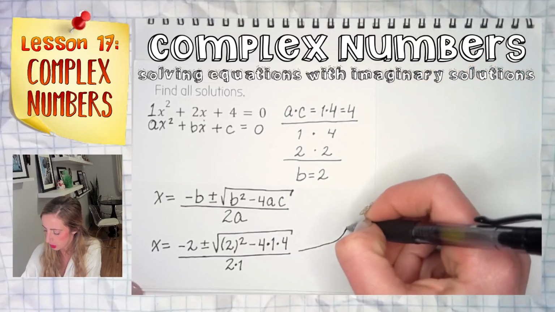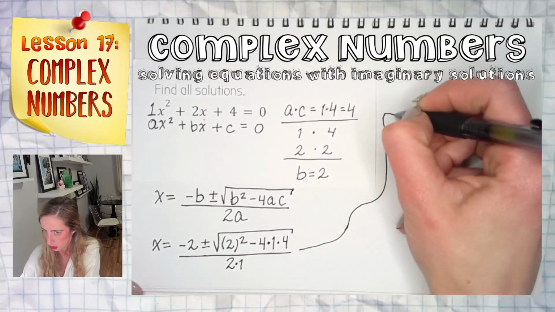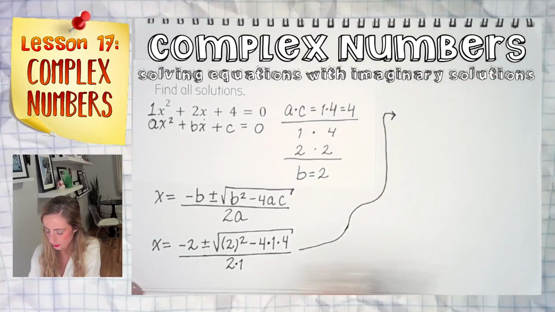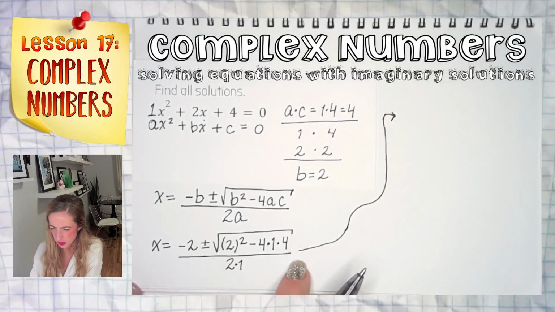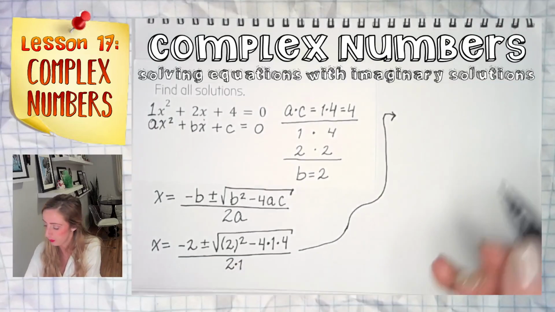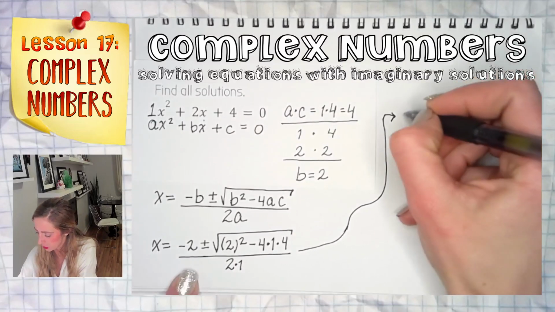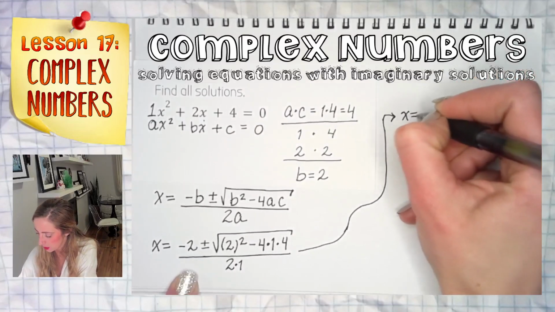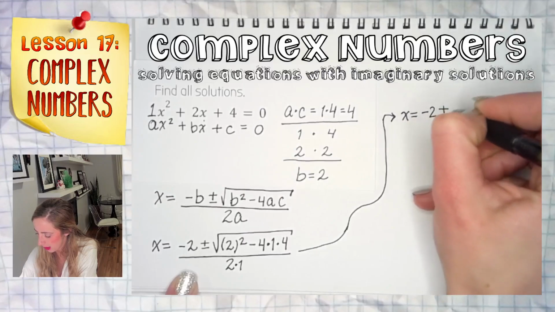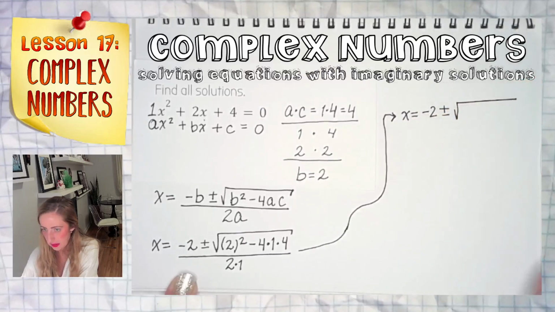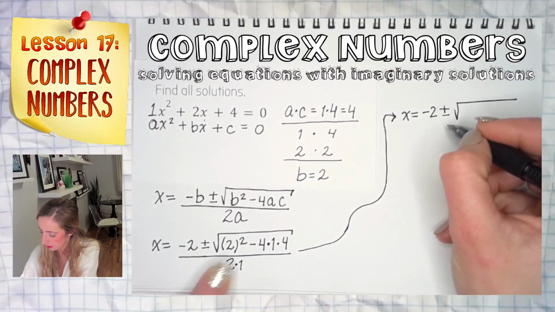Now, let's continue up here. I'm going to draw an arrow showing where I'm going with my work. The equal sign is here. I've seen people put equals 0. Don't do that. That's not a thing. That's not what we're doing. We're solving for x here. And now let's continue. So we have x equals negative 2 plus minus the square root. So let's start cleaning up what's inside this radical.